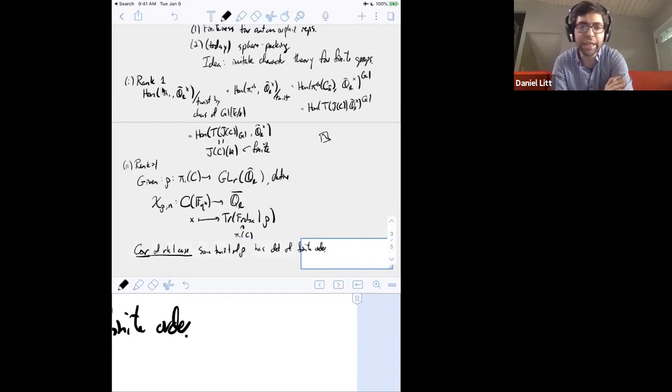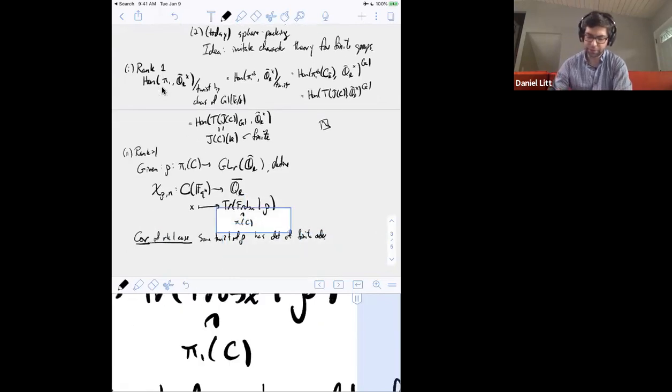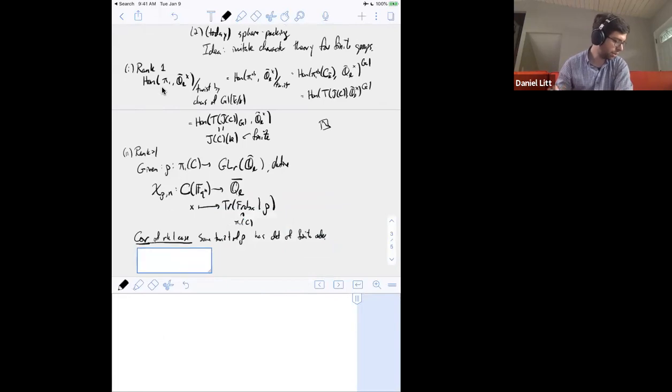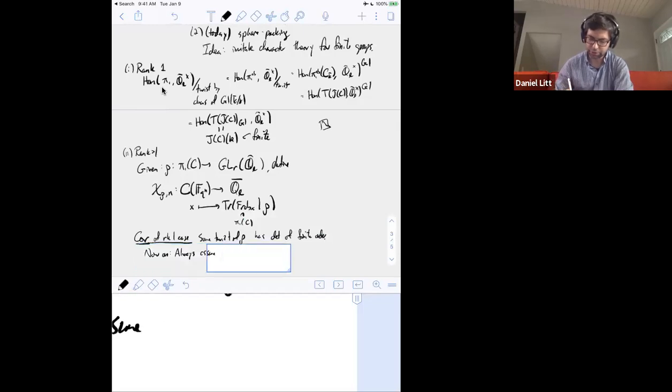So in this rank 1 case, we proved that any rank 1 representation has finite image when you restrict to π1 of C_K bar. So what that means is that any infinite image in the determinant has to come from the Galois group of the ground field, and we can just twist that away. So we know that some twist of ρ has determinant of finite order, and now we're going to use that. So from now on, I'll always assume I'm working with such a twist.